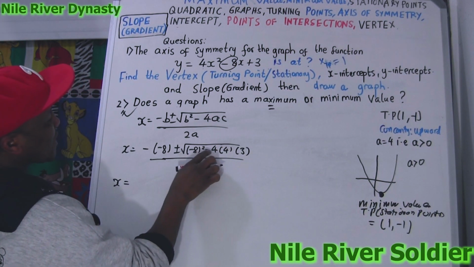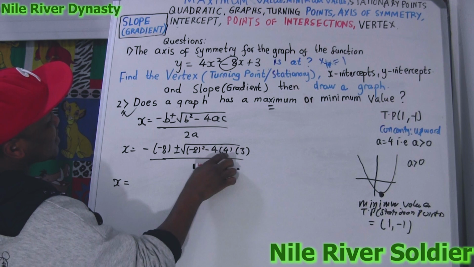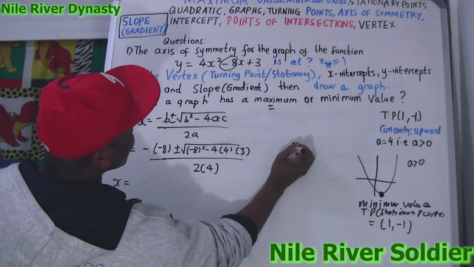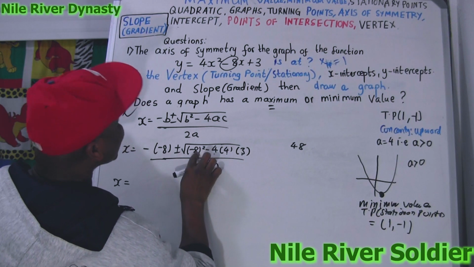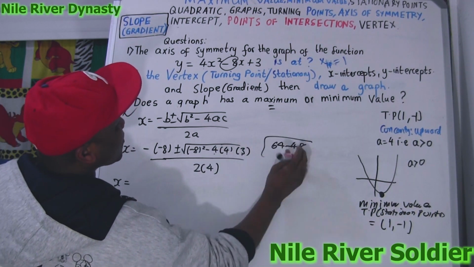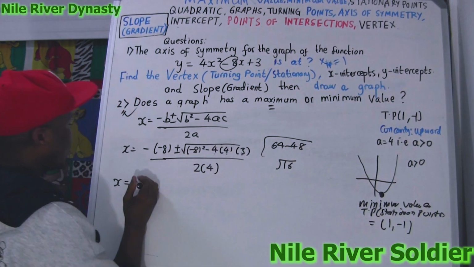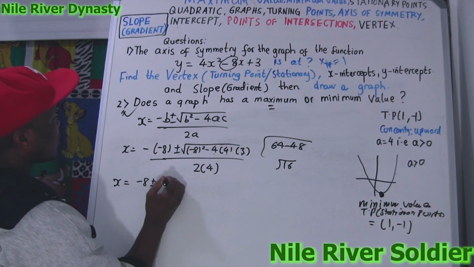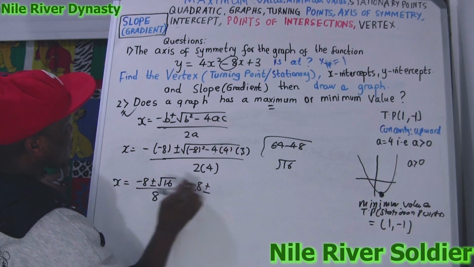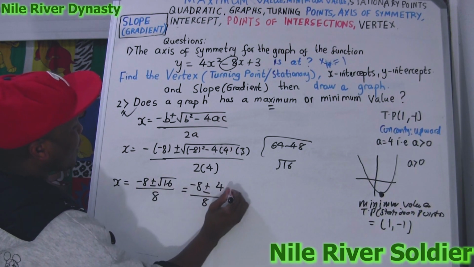Okay, this is 64, and this and this 16 times this equals 48, and this is equal to negative 8. Negative 8 times negative 8 is 64. The minus is going to give you 16 square root. So negative 8 plus or minus the square root of 16 over 8. So this is going to be negative 8 plus or minus the square root of 16, which equals 4, over 8.